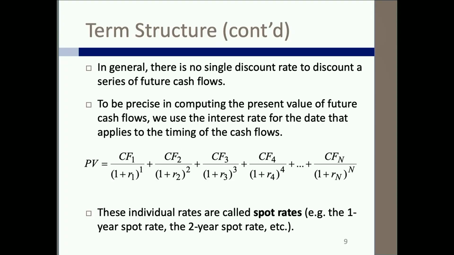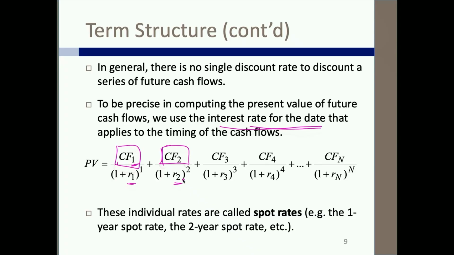So to be precise in computing the present value of future cash flows, we can use the interest rate for the date of that cash flow. So for example, for a cash flow that arrives at period 1, so CF1 here, we can use an R1, a specific interest rate for that cash flow arriving at time 1. For CF2, the cash flow that arrives at time 2, we can use R2. Okay.